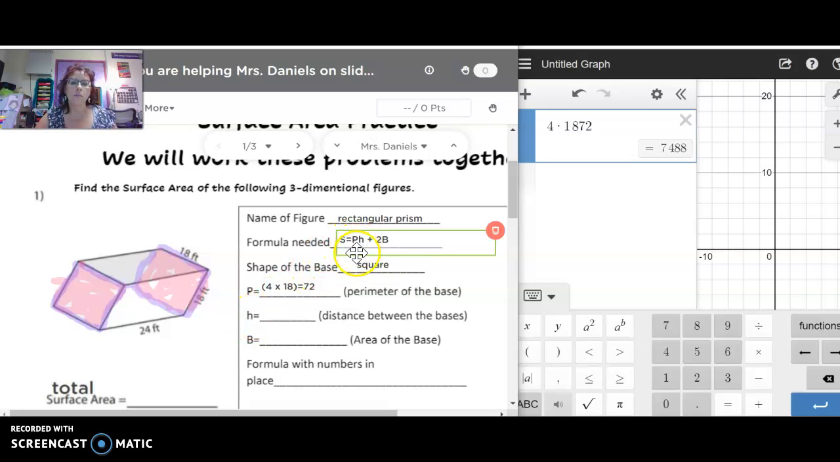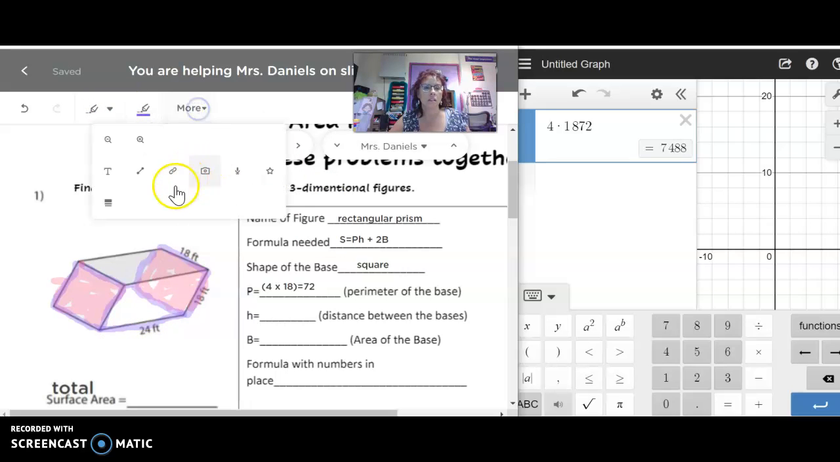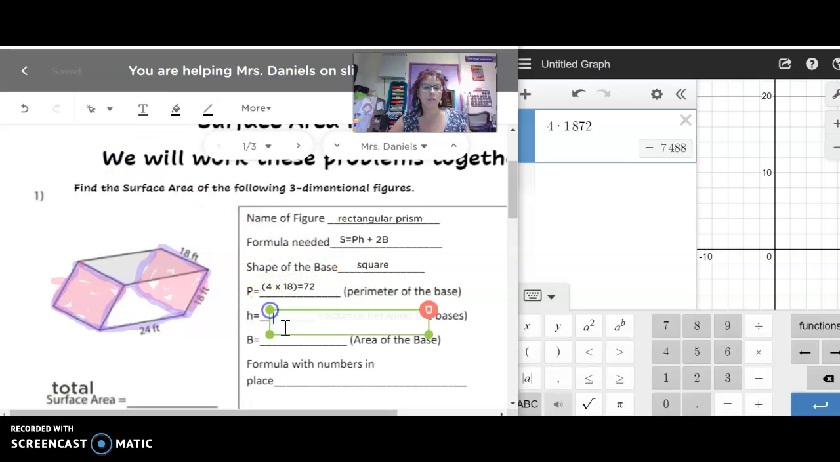Lowercase h. So it's the perimeter of the base times, we're not going to call it height because that gets confusing, lowercase h, that is the distance between the bases. The distance in between the bases is here. Here's a base, and then here's the other base. The distance in between the two is 24. So we're just going to put 24 here because we don't have to calculate anything. So distance between the bases is 24.